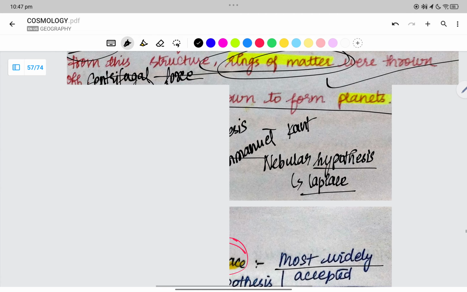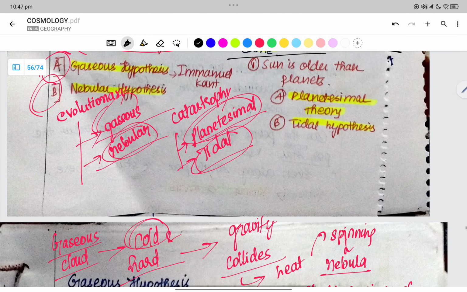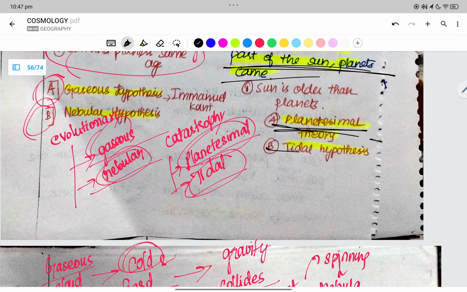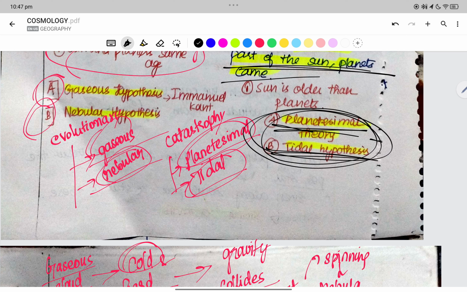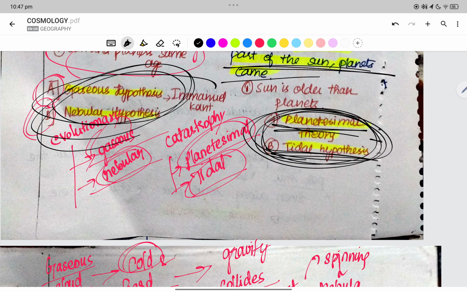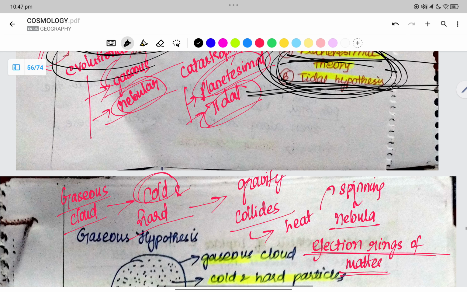The catastrophe has two different types of theories, right? The planetesimal theory and the tidal hypothesis. The evolutionary has the gaseous hypothesis and the nebular hypothesis, whereas the catastrophe has the planetesimal theory and the tidal hypothesis, right?